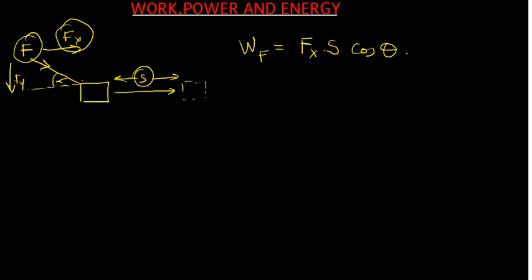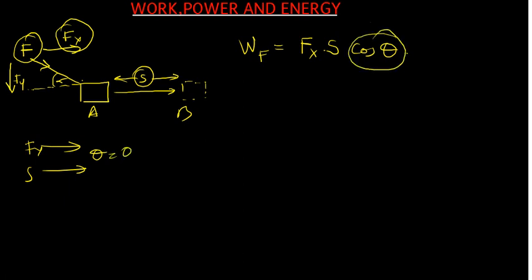Now this angle theta is the angle between the component of the force and also the displacement. Notice that Fx is going in that direction, and the displacement for the object to move from this point to this point is also going in the forward direction. So the angle between these two, if they are going in the same direction, is 0. So this portion will be cos 0, which is a 1. And so the work done by the force will just be Fx times S.